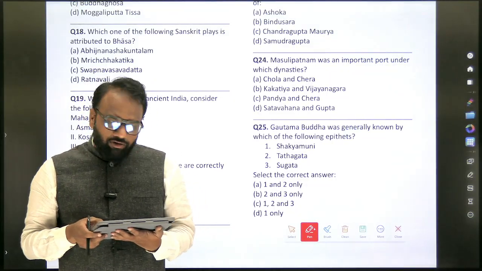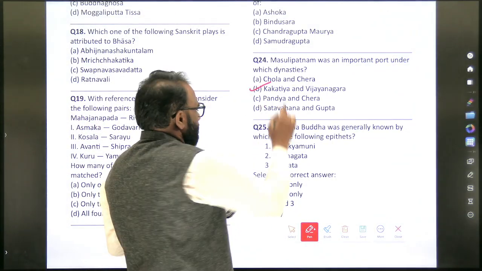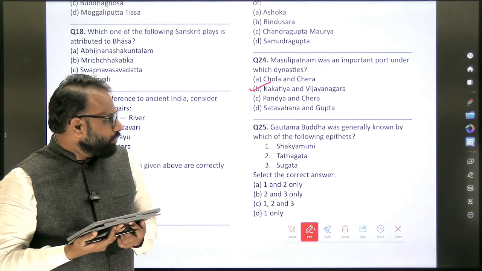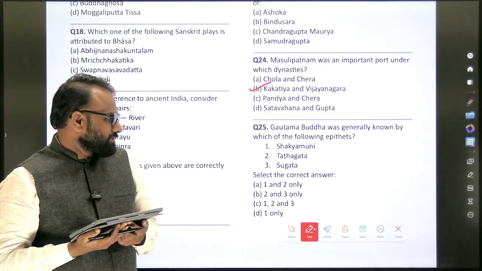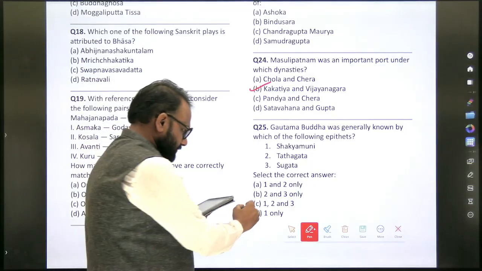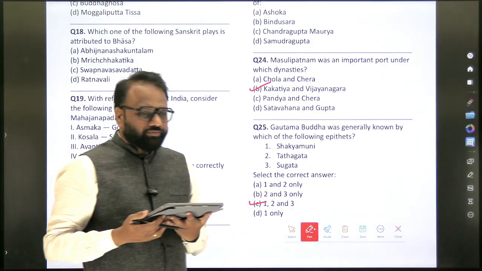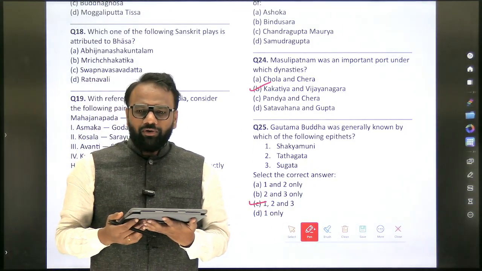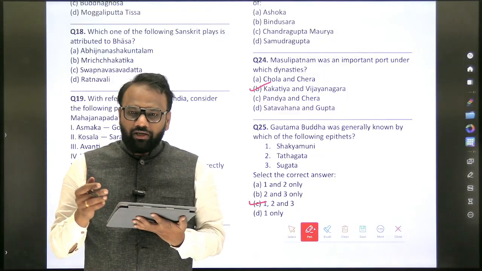Kakatiya and Vijayanagara. Okay. Next, Gautam Buddha was generally known by which one of the following epithets? All three? Yes, 1 and 3. Okay. So now, repeatedly, what will you do? Whatever content has been shared, you will repeatedly revise it.